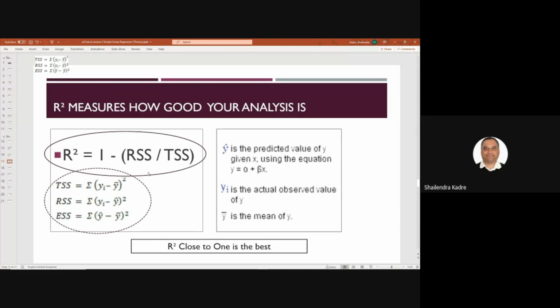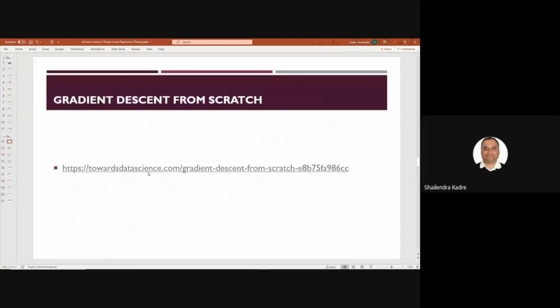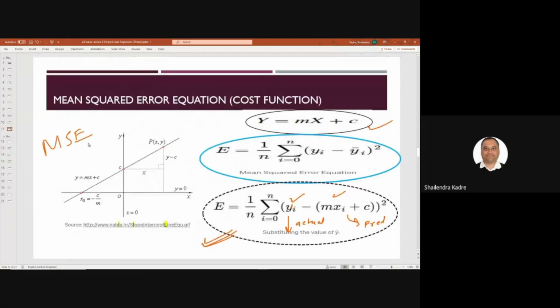How to measure a model? One way is to measure with mean squared error, right? With respect to mean squared error, you can measure. But mean squared error is not an absolute measure. You can compare models with the help of mean squared error. The model with more value of mean squared error is bad.